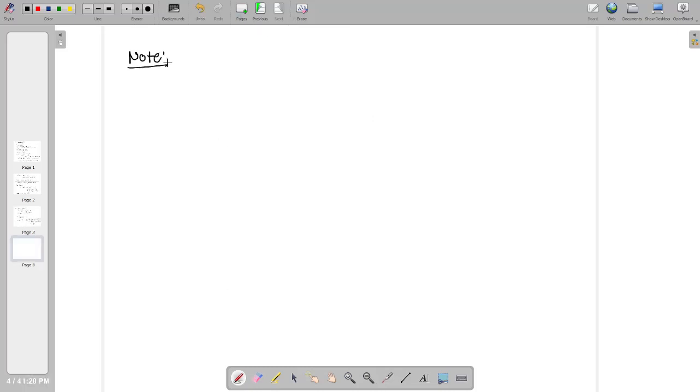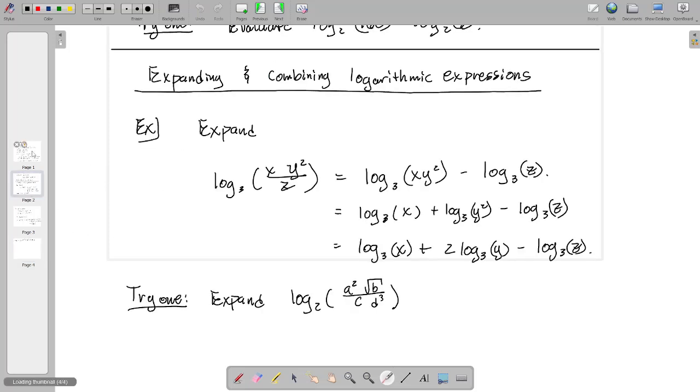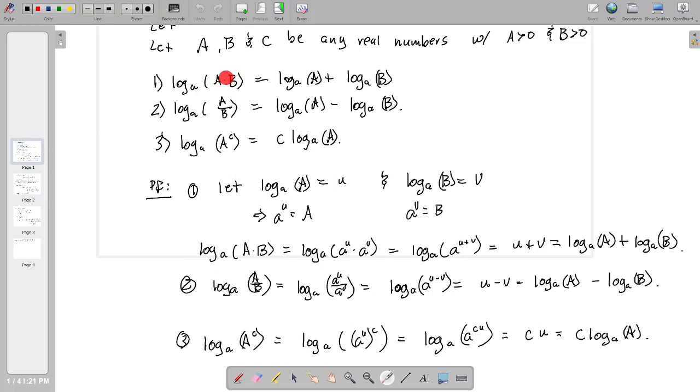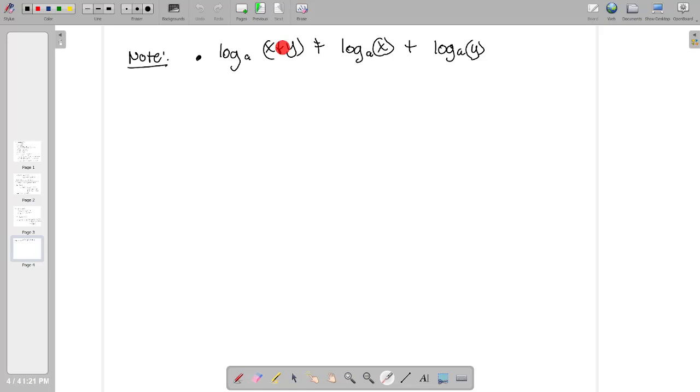Now I'm going to make a note here. First note, log base a of x plus y is not equal to log base a of x plus log base a of y. We have a sum here. We cannot expand that. You can expand a product. If we have a product, we can expand it into a sum of logs, but not if we have a sum. Okay, so these two things are not equal.